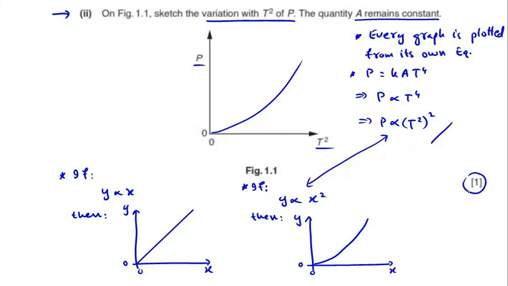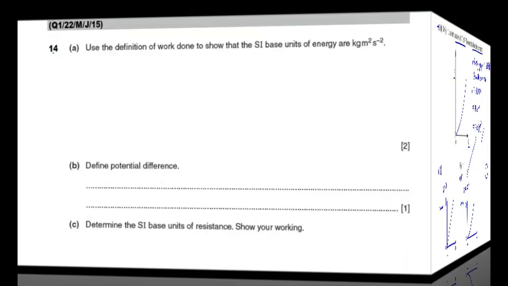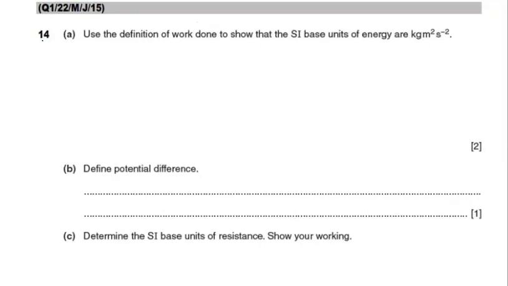Let's do one more past paper question from the workbook now. Let's do question number 14 now. Question 14 part A says use the definition of work done, which we know is force times displacement, to show that SI base units of energy are kilogram meter squared per second squared.